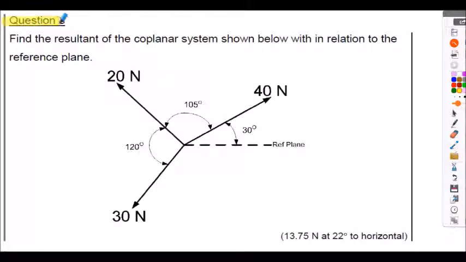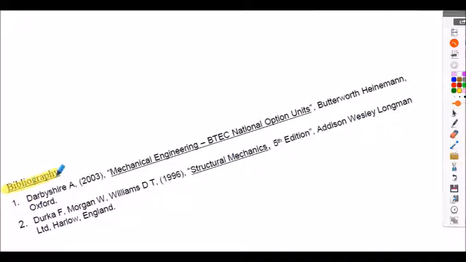Question 3, we're asked to find the resultant force of the system shown below, which are coplanar and concurrent forces, with angles measured from the reference plane shown here. The resultant force in terms of magnitude and direction are shown in the brackets here. Here's a bibliography used to help generate this presentation. Some very good mechanical engineering and structural mechanics textbooks.